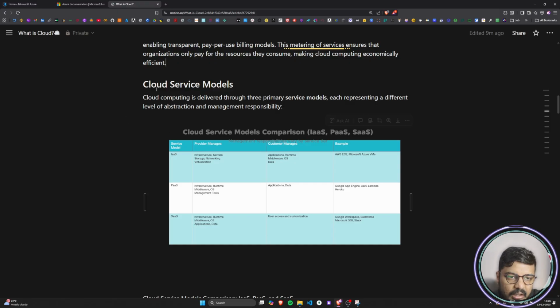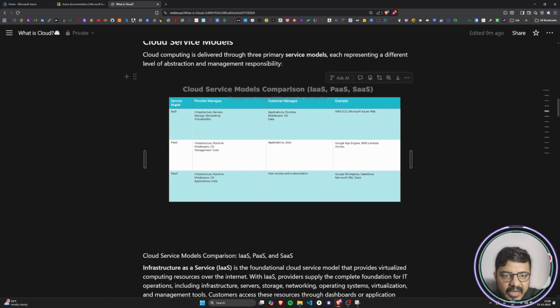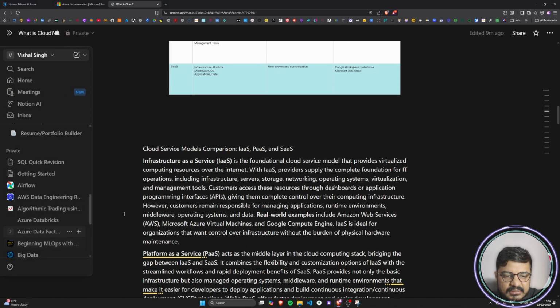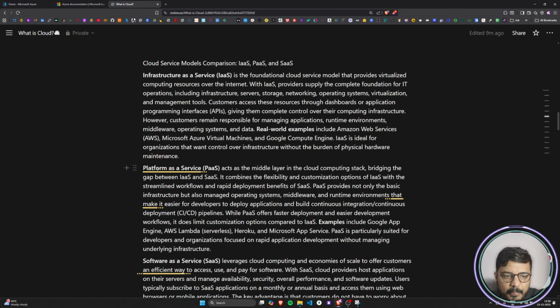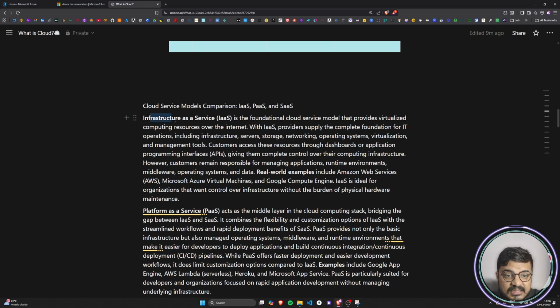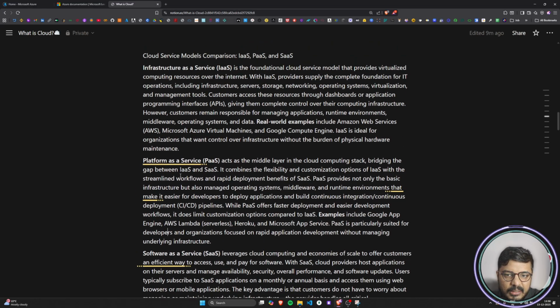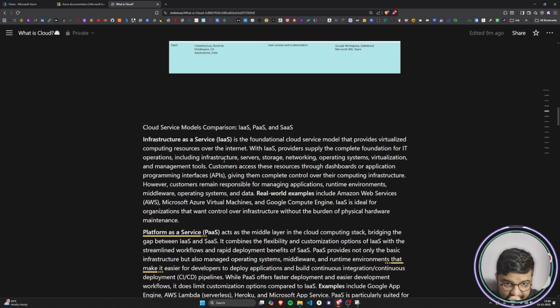Okay, then cloud service models. Cloud computing is delivered through three primary service models, each representing a different level of abstraction and management responsibility. So cloud service providers provide services basically on three levels: infrastructure as a service, platform as a service, and software as a service. Let's understand the difference between these three.